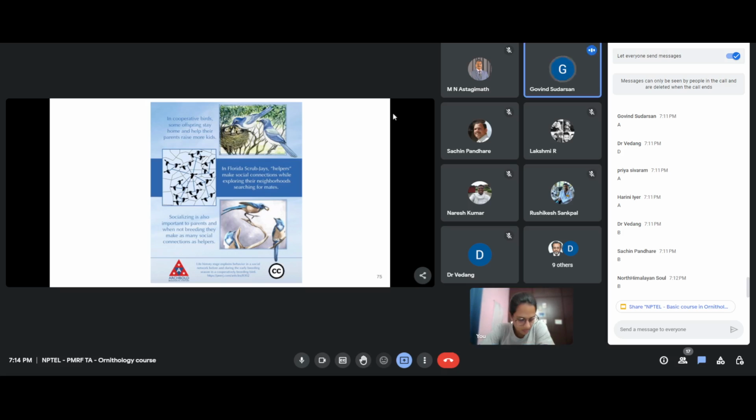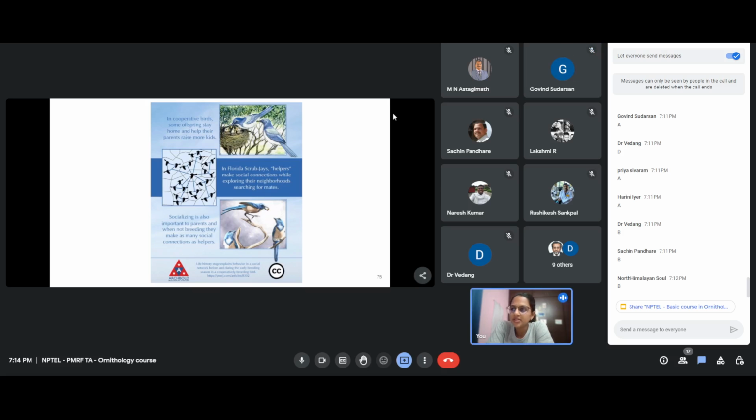Would someone like to comment on the social structure of cooperative breeding in Florida scrub jays, and also maybe comment on the dispersal of males and females in this particular species? This was all there in the lesson, so if you would like to add something on it. This was mentioned in the lecture.